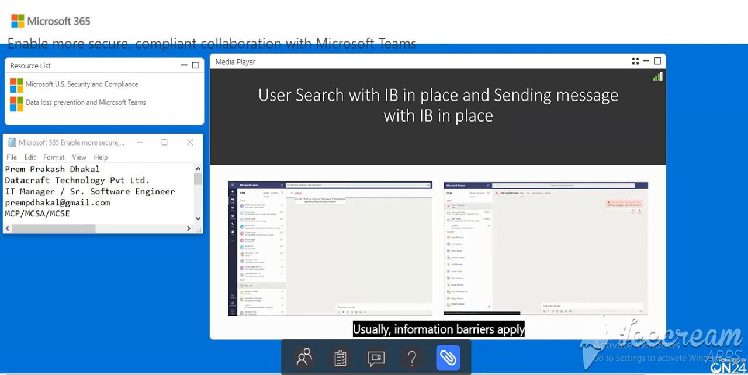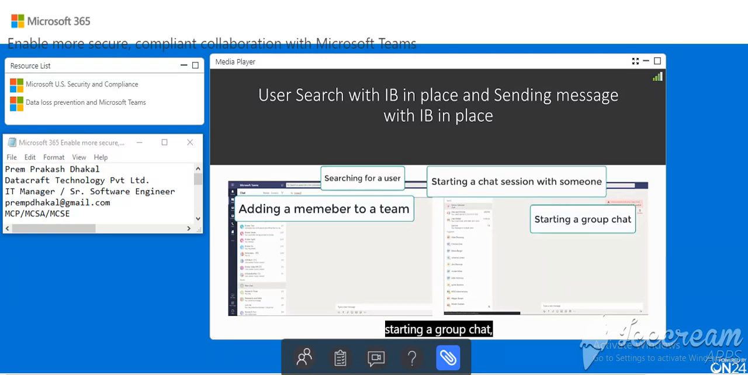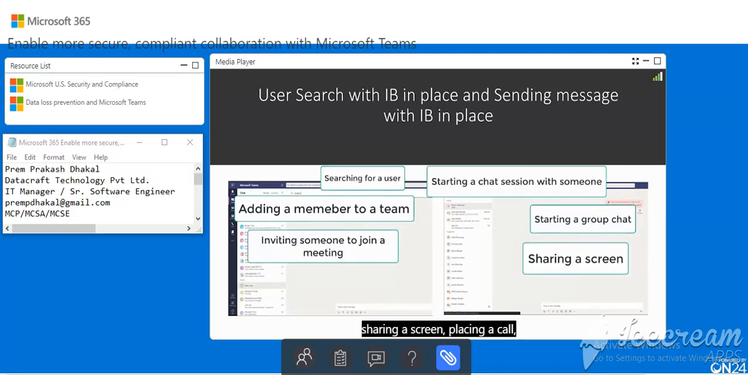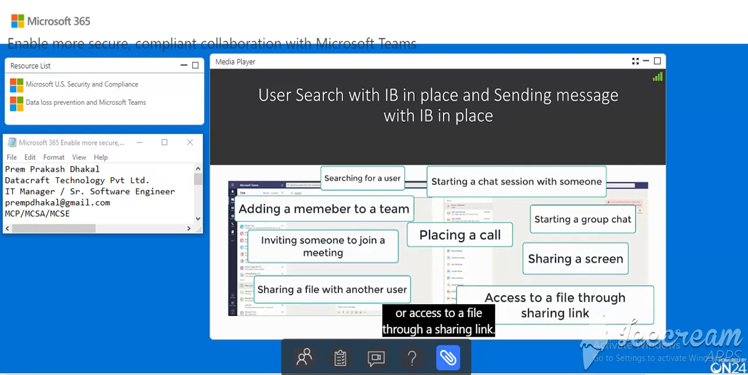Initially, information barriers apply to Microsoft Teams chat and channels only. In Microsoft Teams, information barrier policies determine and prevent the following kinds of unauthorized communications: search for user, adding a member to a team, starting a chat session with someone, starting a group chat, inviting someone to join a meeting, sharing a screen, placing a call, sharing a file with another user, or access to a file through a sharing link.